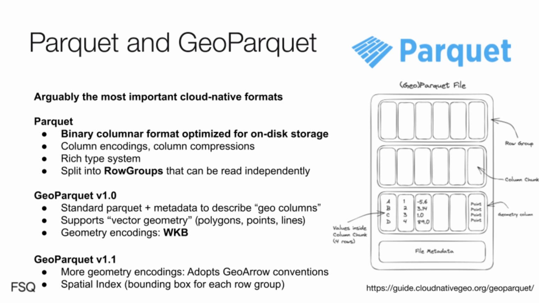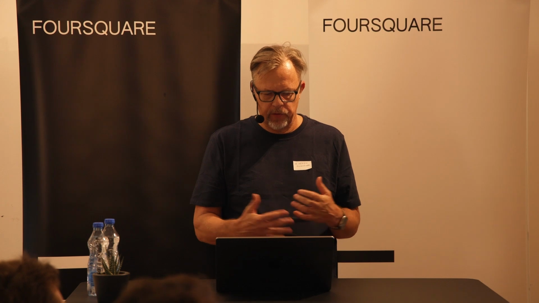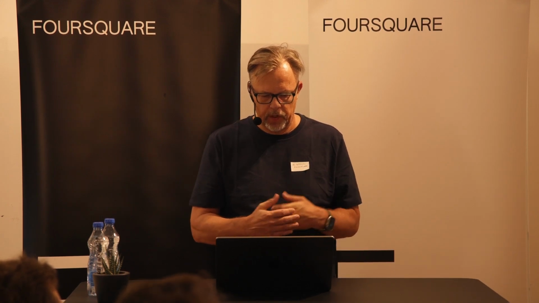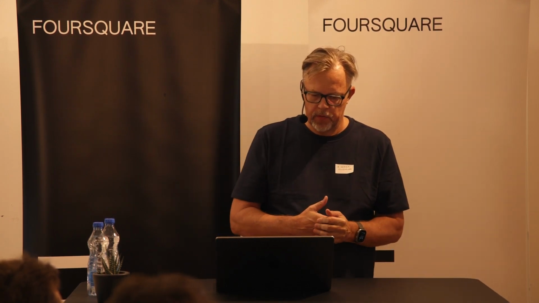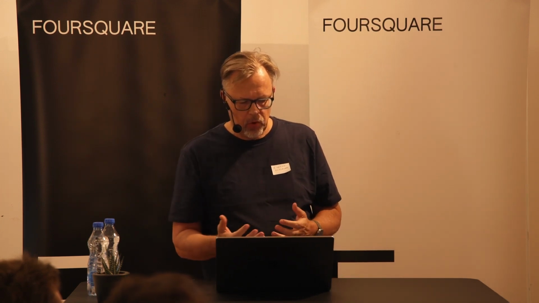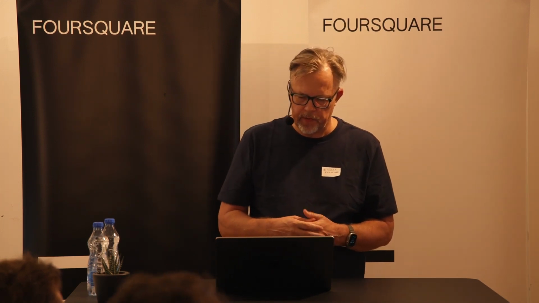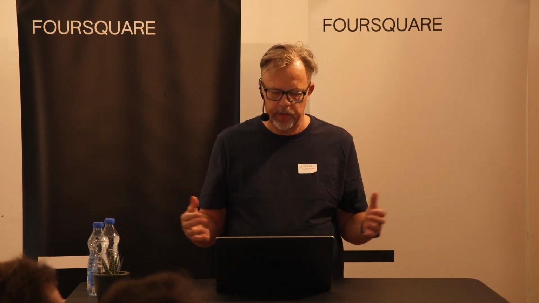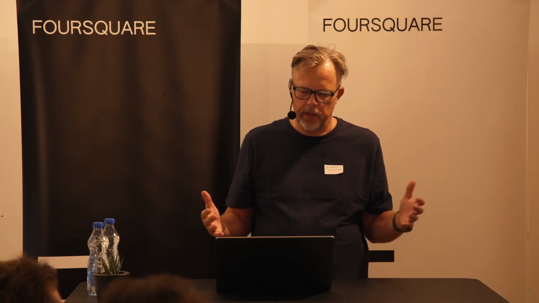Although in the case of Parquet, it does allow you to encode it to improve compression and then compress the columns. So this is a binary columnar format that's optimized for on-disk storage. It has a rich type system, which is necessary to be able to capture all kinds of tables in binary. And a really important aspect of it is that it has an internal structure, where you can see in the image that it's split into row groups. So you can have a 100 gigabyte GeoParquet file, but you don't have to read the entire thing in one go. You can read one row group at a time.